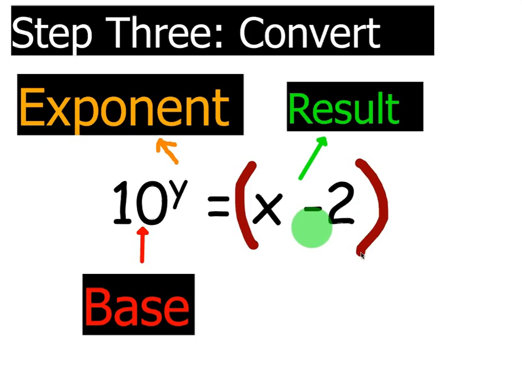Now when you write your result out, you don't have to put parentheses around it. Once you write it on the other side, you can if you want. And that's because it's by itself. Parentheses just help for reference when it's next to something. When it's by itself, you don't have to put it there.